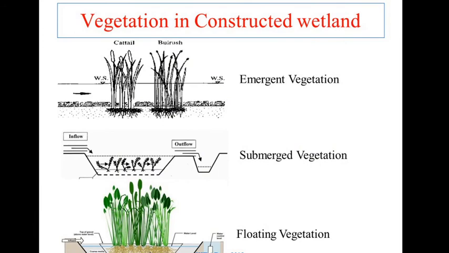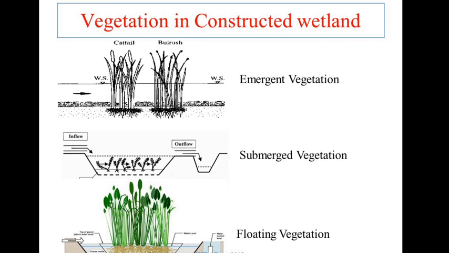These are the vegetation types in constructed wetland. We already discussed the three types of vegetation that we can use in constructed wetland: emergent vegetation, submerged vegetation, and floating vegetation. In emergent vegetation, that is cattail and bulrush. Submerged vegetation is totally below the water, and floating vegetation floats over the water. Having the roots below the water level while floating over the water level is called floating vegetation, and that root acts as a treatment medium.